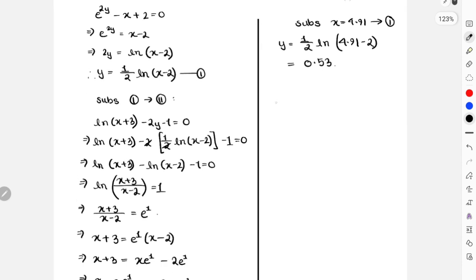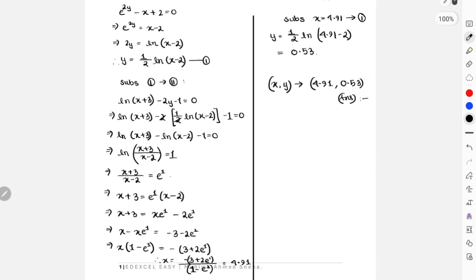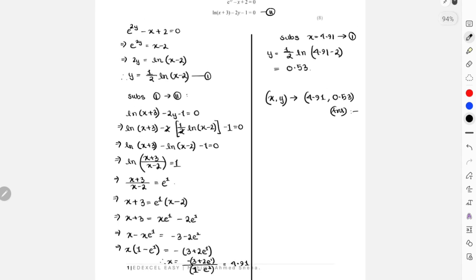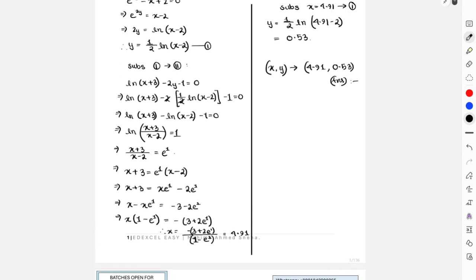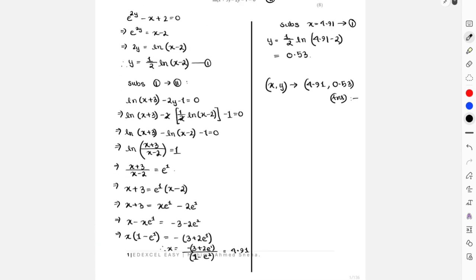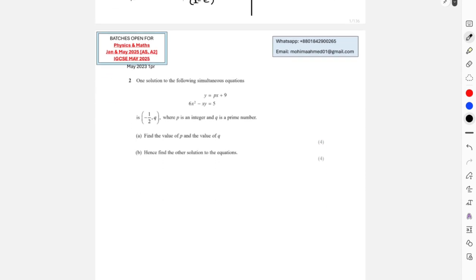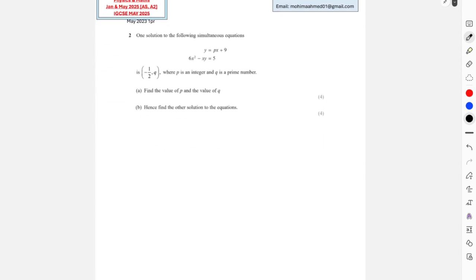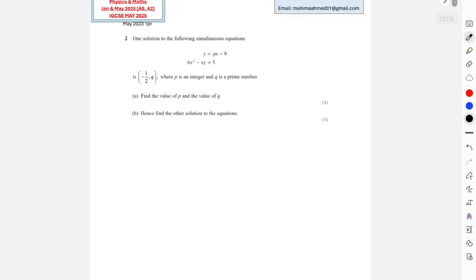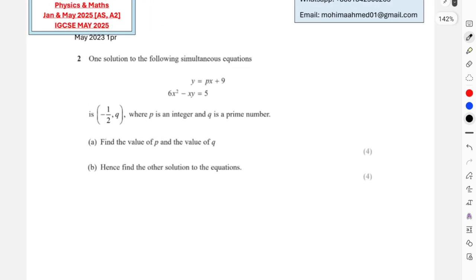So over here the solutions x and y are 4.91 and 0.53, that is your value. If I zoom out, this is the entire solution for your question 1, or actually question 9 of January 2023 paper 1. Then we'll move on to the next question. For this part of the video, we're only going to focus on simultaneous equations. So this is from question 2, May 2023 paper 1R.